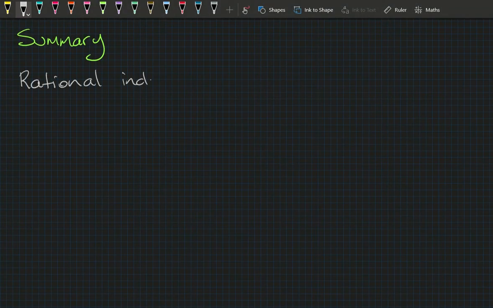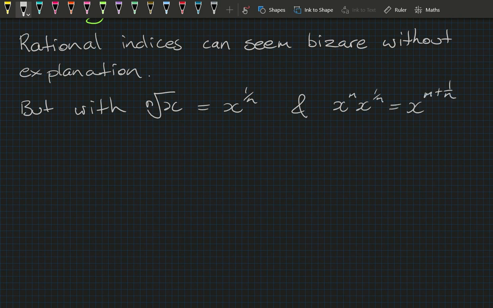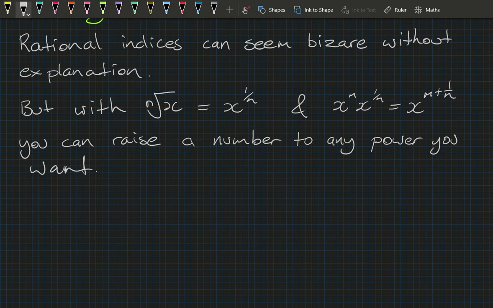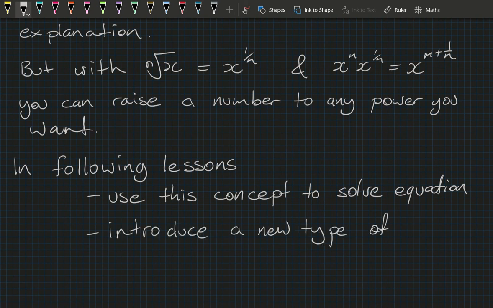At first, the concept of rational indices may seem bizarre without any explanation. But once we consider the nth root and then use the first index law, you can now raise a number to any power that you want. In the following lessons, we're going to use this concept to solve equations that we couldn't previously, and also introduce a new type of graph.